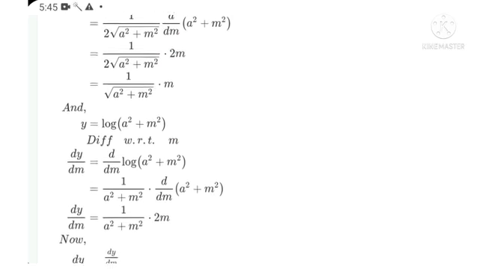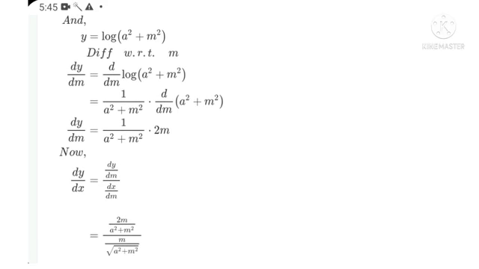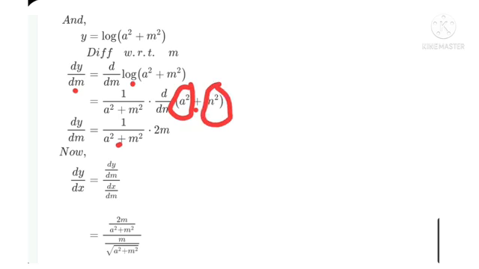Similarly, from y you find dy by dm. Write y is equal to log of a square plus m square. Differentiate with respect to m, we get dy by dm is equal to d by dm of log of a square plus m square. What is the derivative of log? 1 upon a square plus m square into again d by dm of a square plus m square. 1 upon a square plus m square as it is, the derivative of a square is 0 and the derivative of m square is 2m. So we get dy by dm is equal to 2m upon a square plus m square.